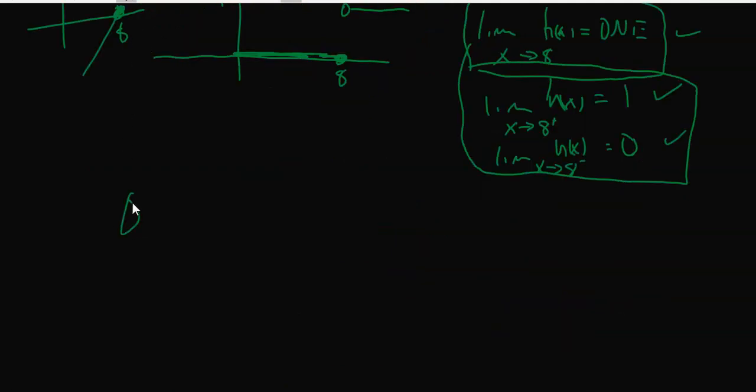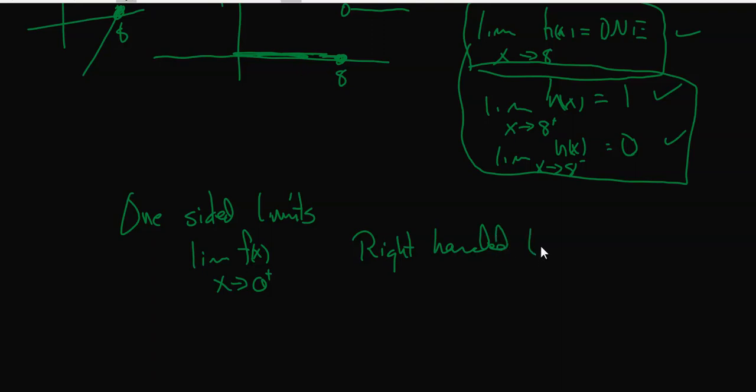So these are called one-sided limits. We call the one from the right, the limit of some function f as x approaches some value a from the right, the right-handed limit at x equals a. And the one as x approaches some a from the left, we call the left-handed limit.